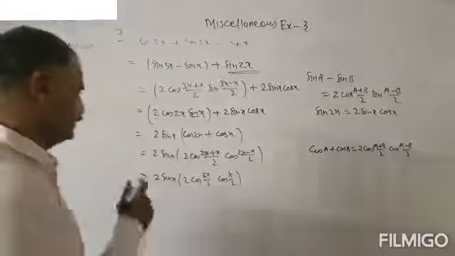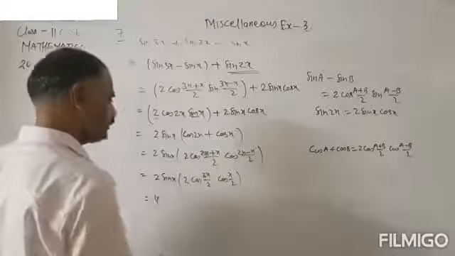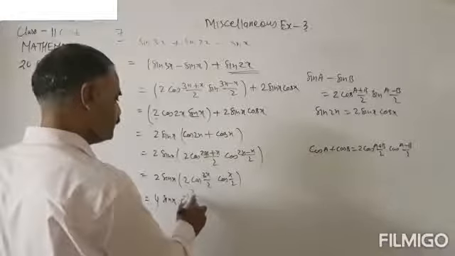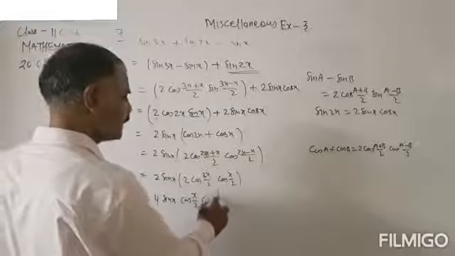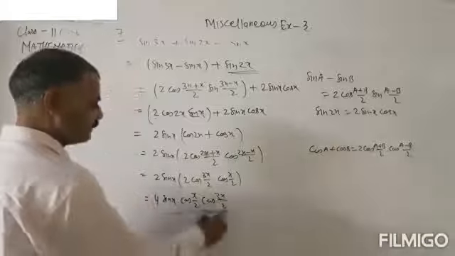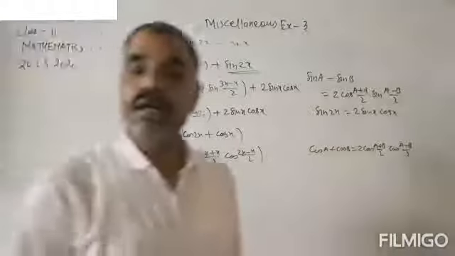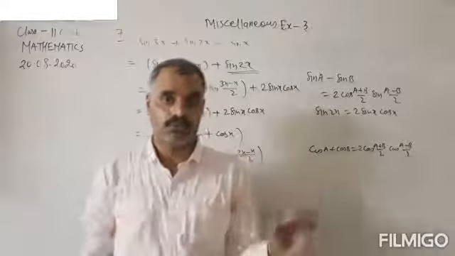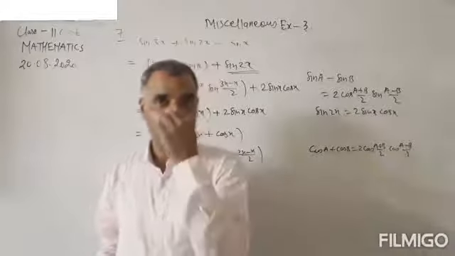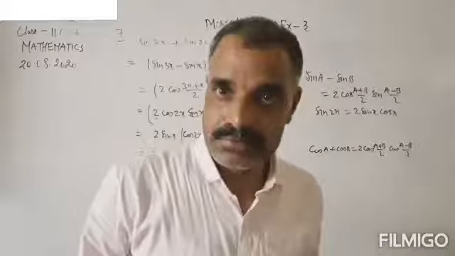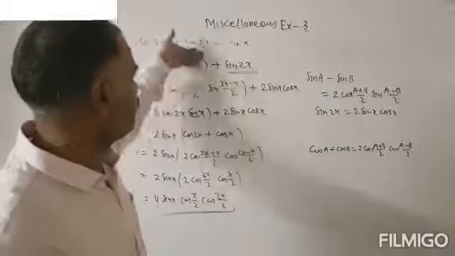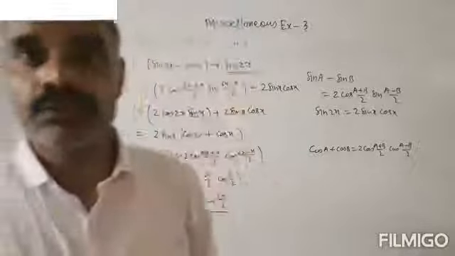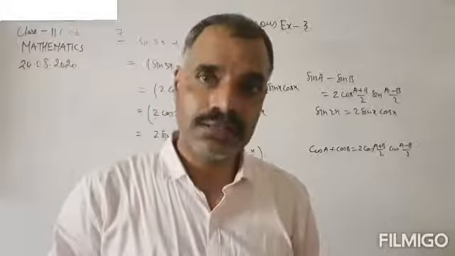we have this: 2 to the 4, sin x cos of x by 2 cos of 3x by 2. Okay, so this is the final answer, what we want to show, that left hand side equals right hand side. This is the left hand side and this one is the right hand side. So this was question number 7.